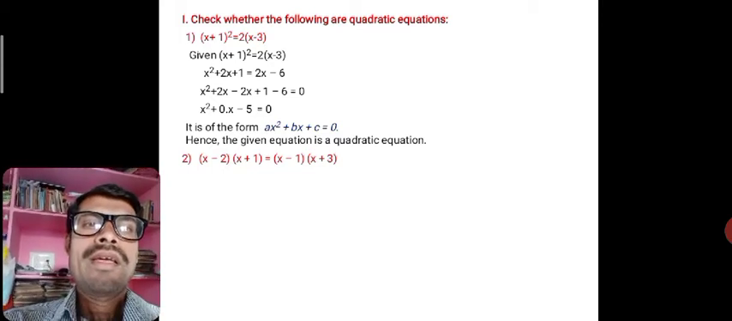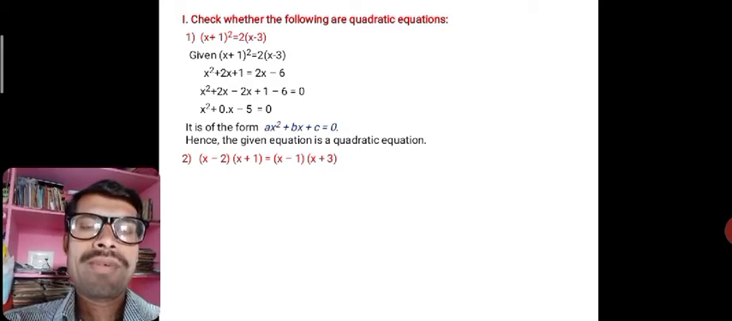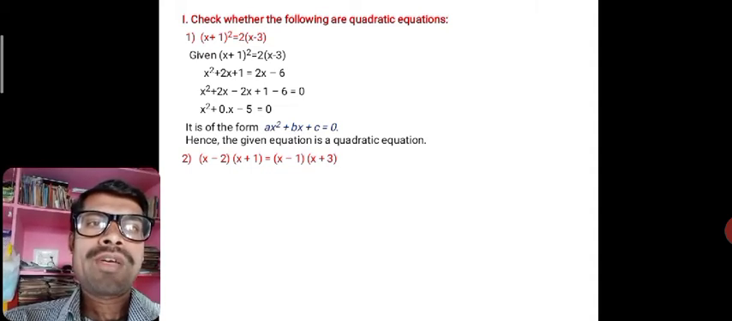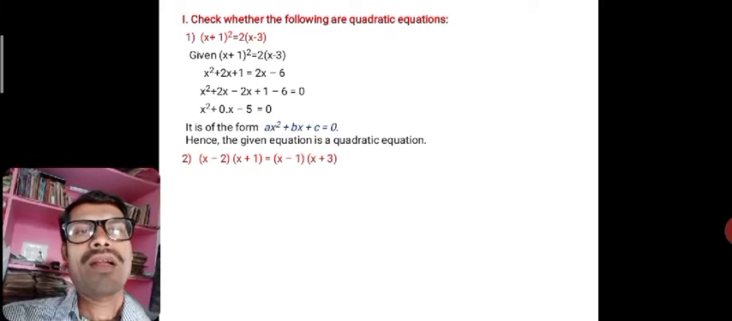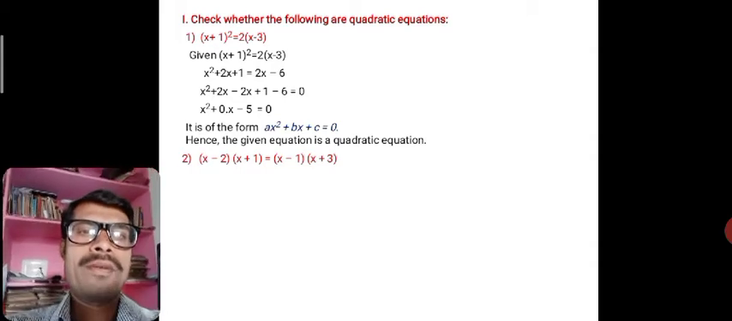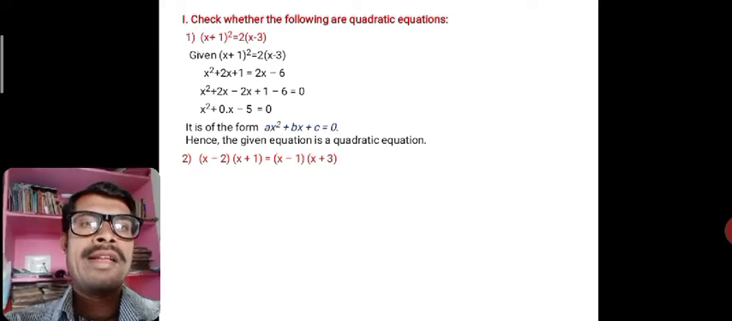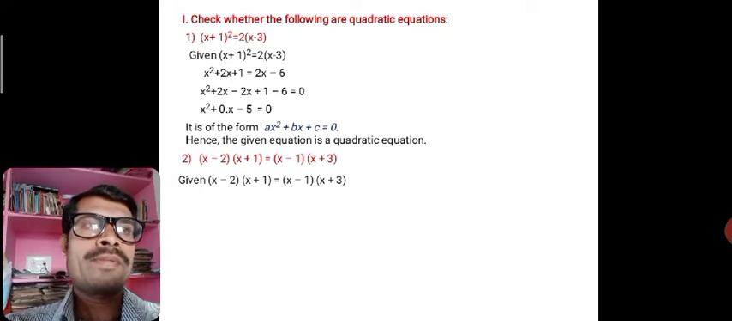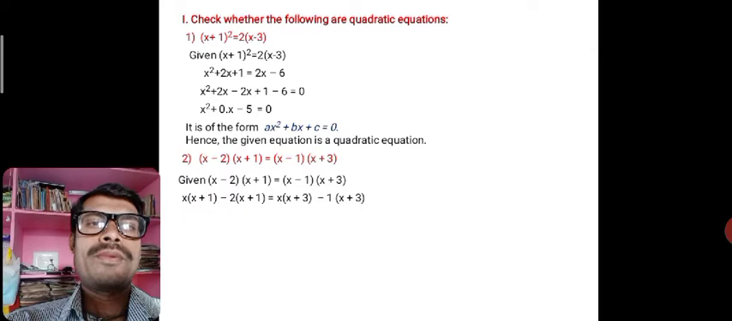Here you see x square plus a plus b into x, means minus 2 plus 1 is minus 1, into x, plus ab, means minus 2 into 1 is minus 2. Okay, we can solve directly. Otherwise, you can go for multiplying binomials here, that is easy for you if you don't know the identity. So the given thing is x minus 2 into x plus 1 is equal to x minus 1 into x plus 3. Use the product rule here, that is the distributive property.